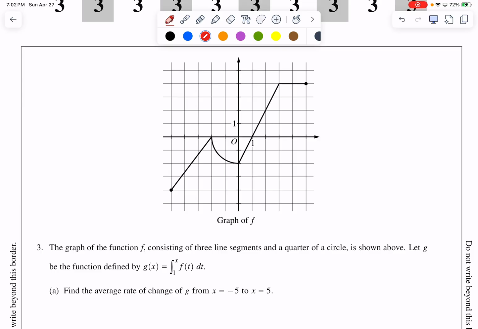Okay, here we go. The function f is consisting of 3 line segments and a quarter of a circle as shown above. All right, I can guarantee a particle motion problem on the exam. I can guarantee a problem like the last one where you're figuring out increasing, decreasing. They might ask for area under the curve, displacement, where you're trying to figure out the amount of something. You can guarantee that's going to be on there.